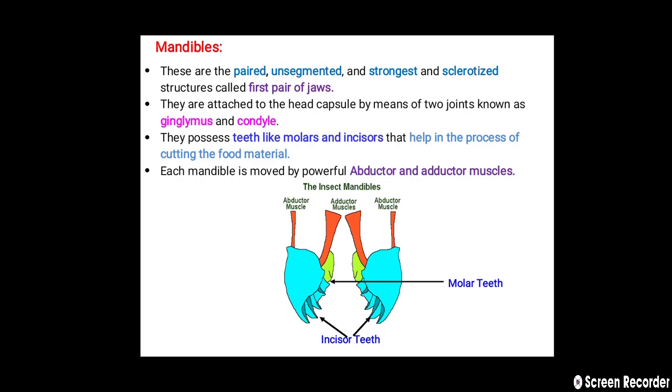Then second part is the mandibles. These are paired, unsegmented, the strongest and sclerotized structures, called the first pair of jaws, and they are attached to the head capsule by means of two joints known as the ginglymus and condyle. They possess teeth like molars and incisors that help in cutting the food material. Each mandible is moved by powerful abductor and adductor muscles. We can see in the image the incisor teeth and molar teeth.